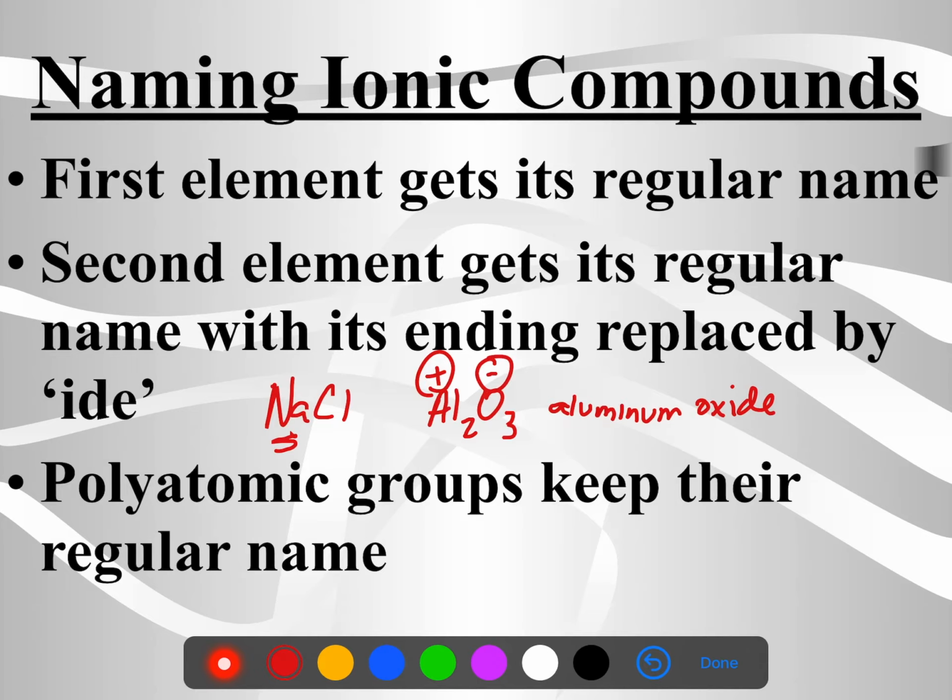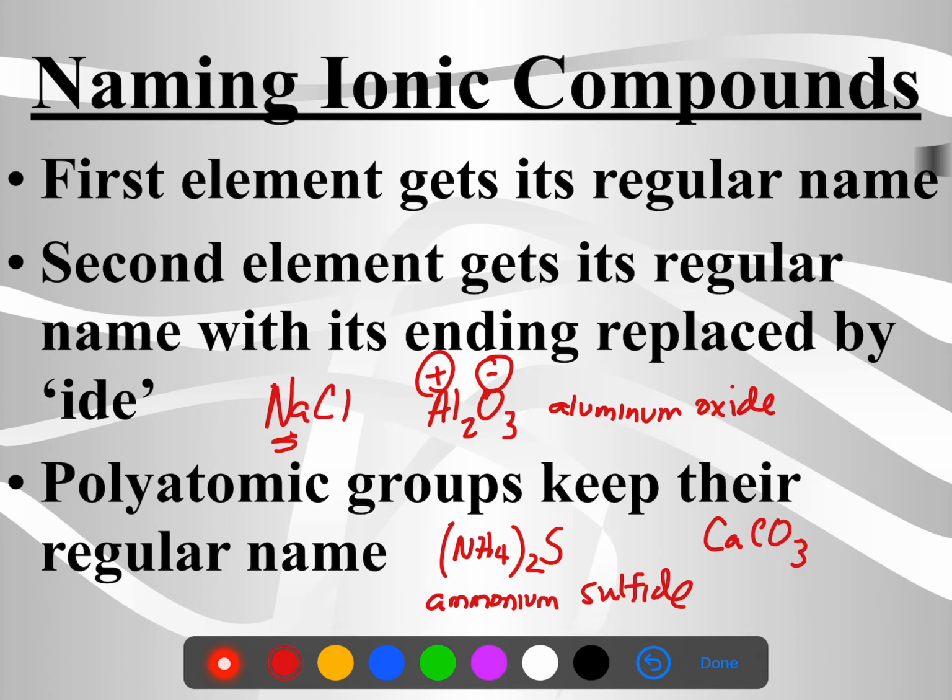When you have a polyatomic group, doesn't matter how many atoms are in that group, they just keep their regular group name. So if you have ammonium, NH4, and let's say we need 2 of them to connect to sulfur, this is not called diammonium, it's just called ammonium. And then sulfur becomes sulfide. Now, if the polyatomic group is at the end, it still keeps its regular name.